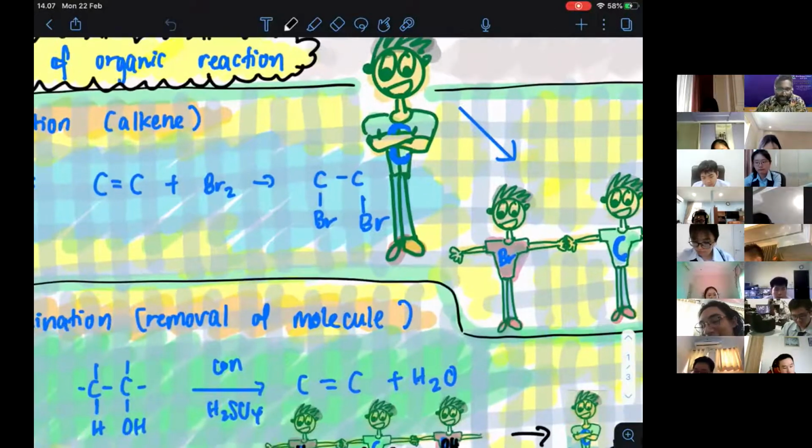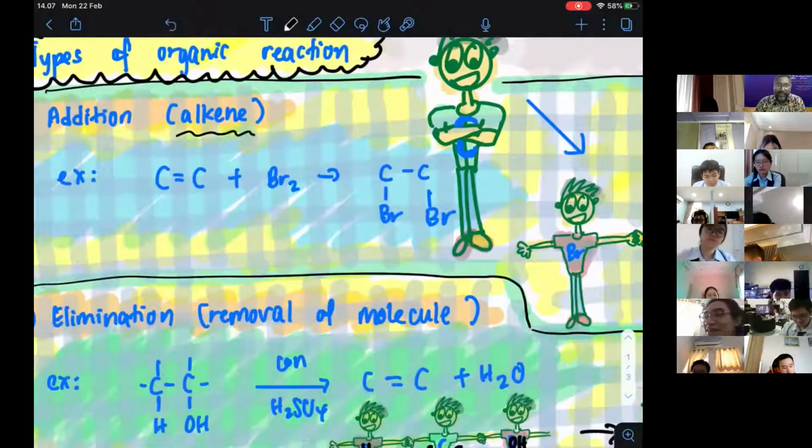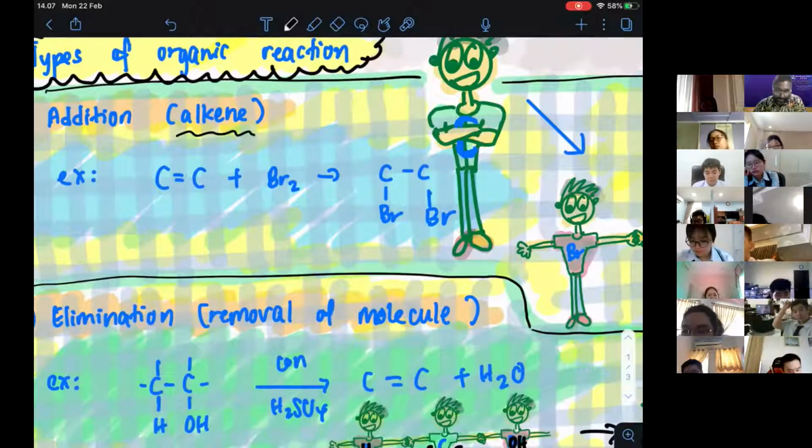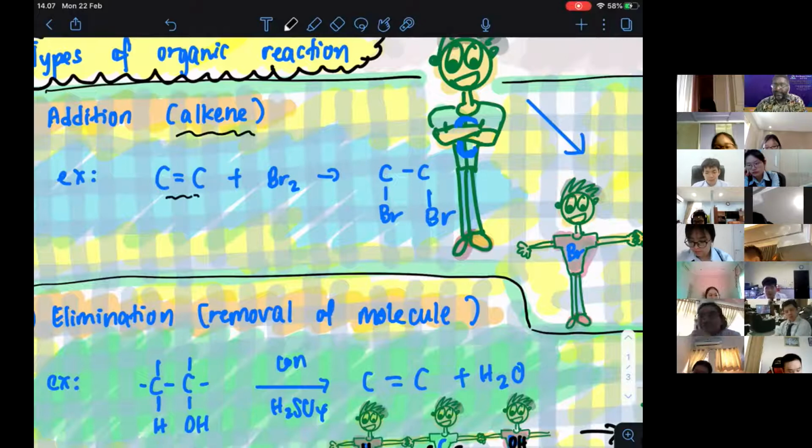The addition reaction happens for alkenes. Whenever alkenes, we call it unsaturated hydrocarbon. Unsaturated hydrocarbons have double bonds. When they react with Br2, unsaturated hydrocarbons are very reactive. When they are reactive, the double bond is going to be broken. So the Br will come over here, another Br will come over here.